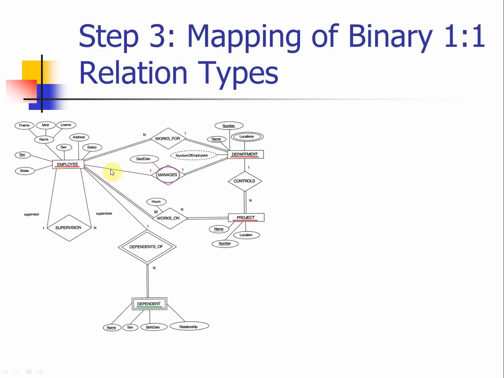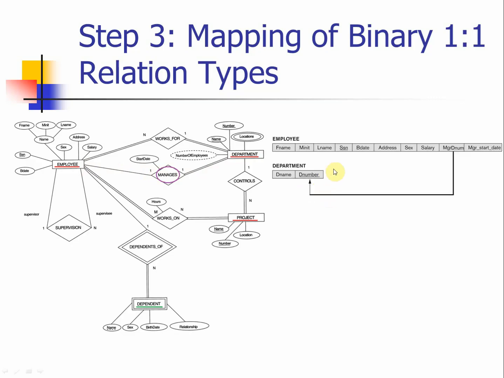So you see that in this ER diagram, we already have a 1-to-1 relationship, indicating employee manages department. A department is managed by one employee, and we have a partial and a total participation in this relationship. So again, since this is a 1-to-1 relationship, there are 2 choices you have. Let's take a look at the first choice.